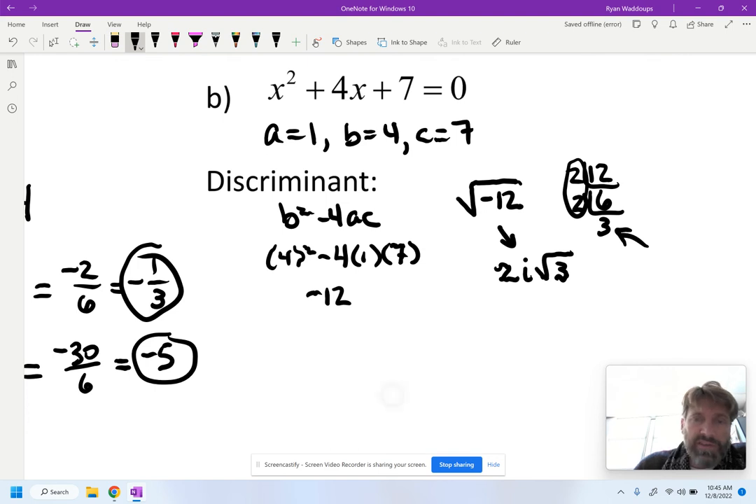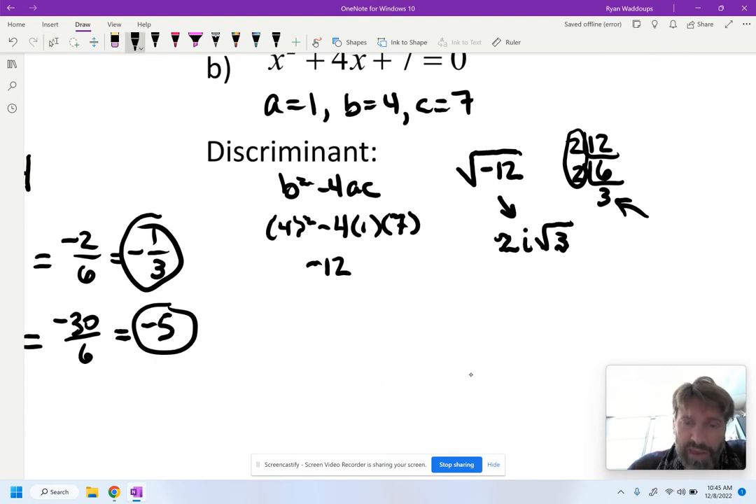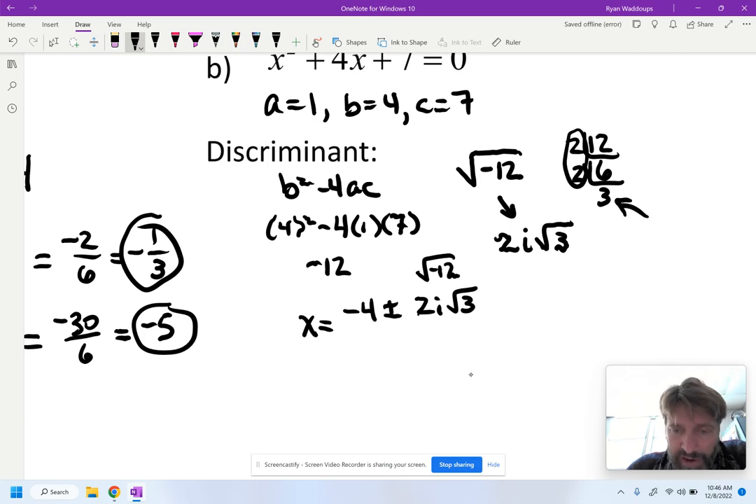So then I can put this in the formula. X equals the opposite of b, which is negative 4, plus or minus the square root. And here I'm just going to go ahead and put, instead of the square root of b squared minus 4ac, plus or minus 2i square root of 3. That's where the square root of negative 12 would have been. I've simplified it already. And this is all over 2 times a, which is 2 times 1.